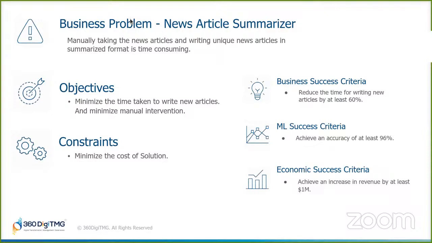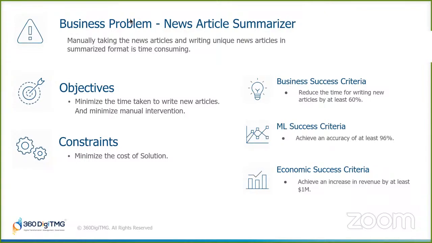Sure, Aditya. So, the business problem which we have worked on is news articles. The project which I have worked on is the news article summarizer. The business problem is that manually reading the news articles, and from that, writing unique content is a very difficult and time consuming task. Coming to the business objective, we have to minimize the time taken to write news articles and minimize the manual intervention. And the business constraint is to minimize the cost of the solution.